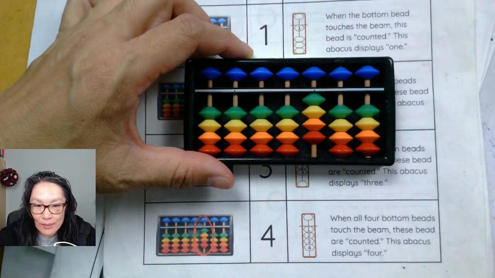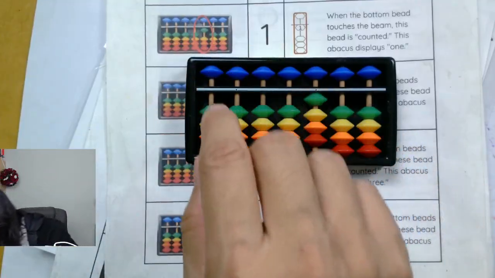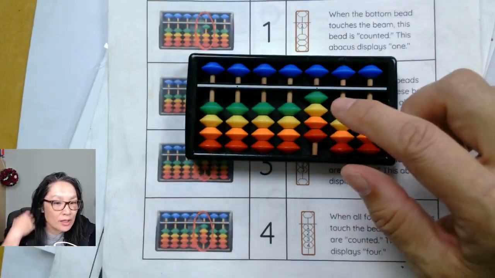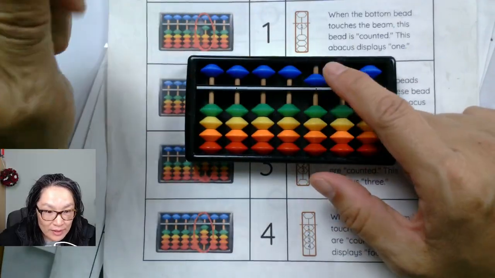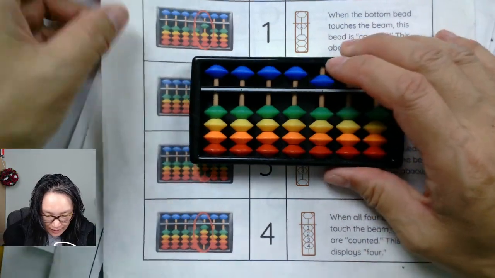We are reading the abacus. So when we read the abacus, this is a value of 4, right? How do we know this is 4? This is 4 because all of these beads have a value of 1. We count 1, 2, 3, 4, and then we have the top bead. The top bead has a value of 5. So when we look at it, this is 5.